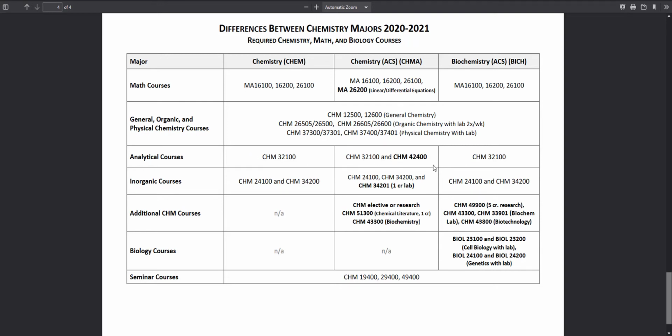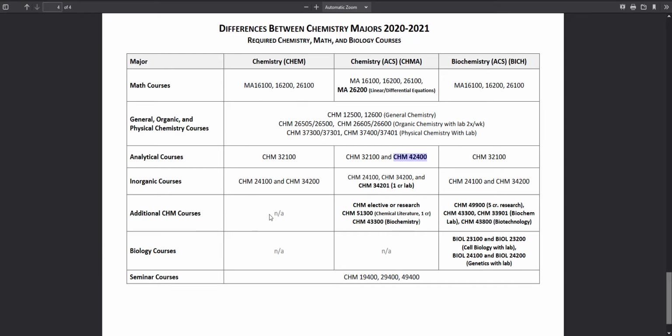Here's where the differences start. So for analytical, the ACS chemistry, you actually don't just take the regular analytical class, you also take 424, which is instrumental analysis. Inorganic, everybody takes 2 semesters except the ACS students need to take the lab. Now, here's where the additional courses come in.